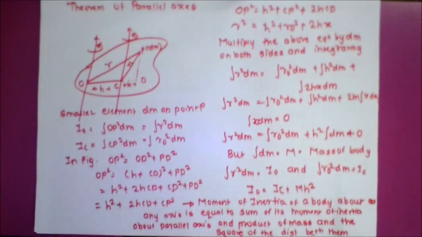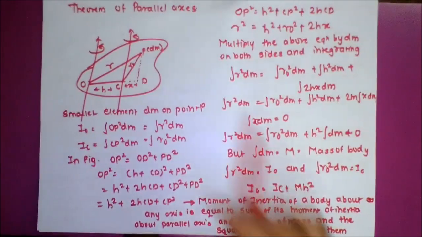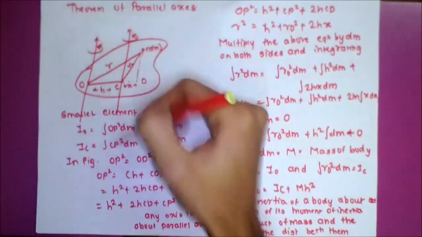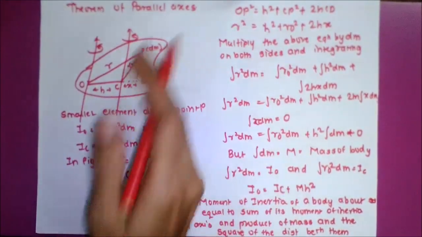So basically it states that the moment of inertia of any body about an axis is equal to the sum of its moment of inertia about the parallel axis and the product of its mass and the square of the distance between them. So basically we have two parallel lines here, so we need to find the relation for the moment of inertia from the two lines.